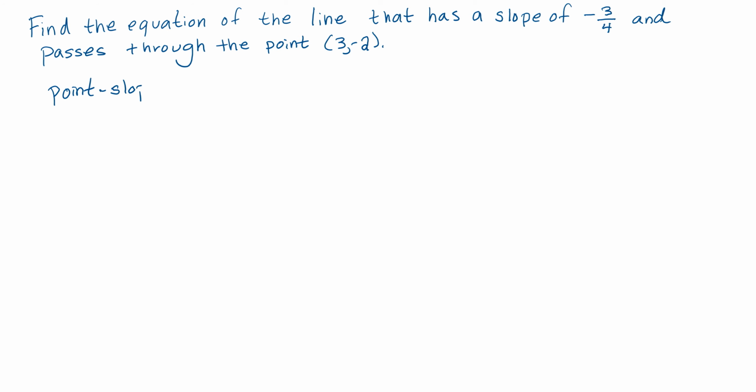So the point-slope form of a line is y minus y1 equals m times x minus x1. The y1 here is going to be the y value of the point you're given, so this will be our y1 right here, -2 in that case. Our x1 is going to be the x value of the point that we're given. And then the m is the slope we're given, so this is going to be our m up here.